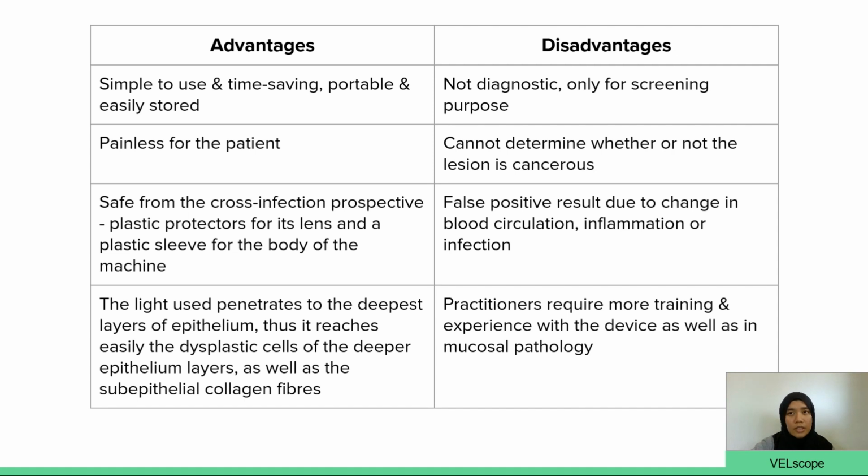The disadvantages of Velscope are that it is not diagnostic, it is only for screening purposes. It cannot determine whether or not the lesion is cancerous. There can be false positive results due to changes in blood circulation, inflammation or infection. So in case the clinician highly suspects inflammation or infection in origin, usually they will ask the patient to come again after 1 to 2 weeks for re-evaluation. And lastly, practitioners require more training and experience with the device as well as mucosal pathology to prevent incidents of false positive results.